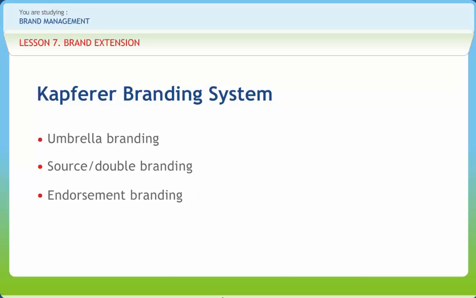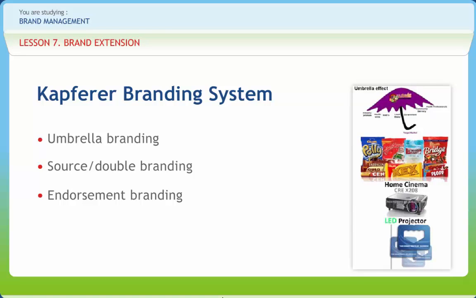Endorsement brand strategy is a modified version of double branding. It makes the product brand name more significant and the corporate brand name is relegated to a lesser status. Endorsement brand strategy can be viewed as a step more towards product branding.